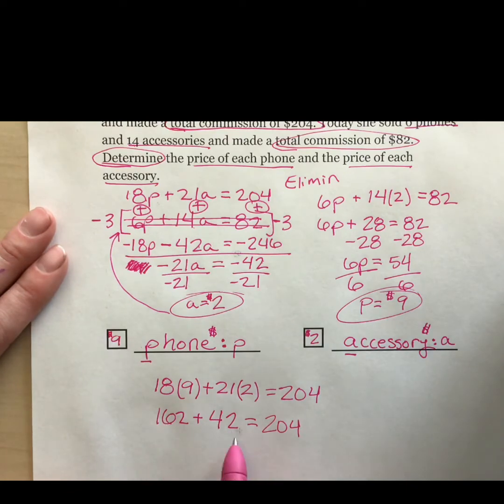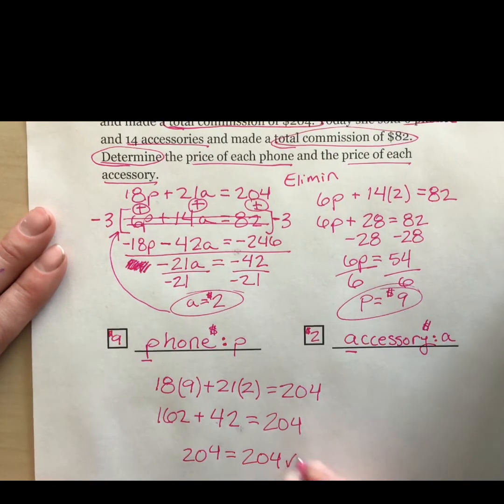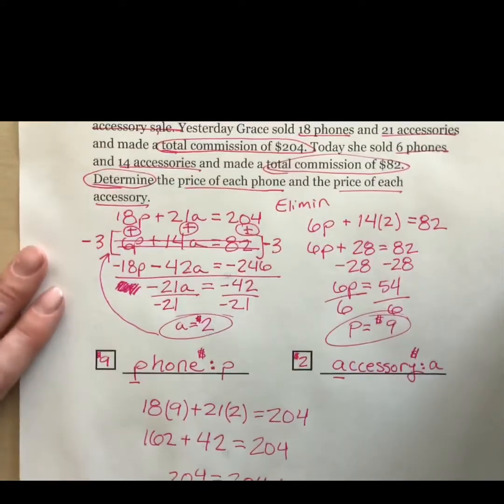Well, adding those two together, I know 2 and 2 is 4. And 160 plus 40 would indeed be 200. So 204 equals 204. That all checks out. We are good to go. We have solved Grace's problem here.